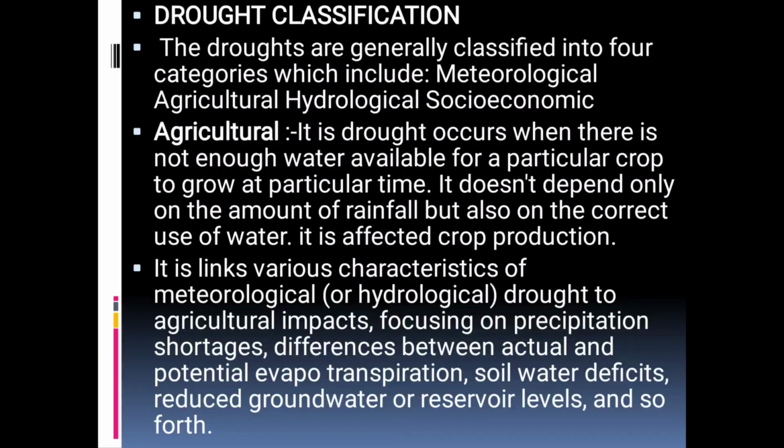Next, what is the classification of drought? Droughts are generally classified into 4 categories: meteorological drought, agricultural drought, hydrological drought, and socio-economic drought. At first, agricultural drought. It is a drought that occurs when there is not enough water available for a particular crop to grow at a particular time. It does not depend only on the amount of rainfall but also on the correct use of water. It affects crop production. It is linked to various characteristics of meteorological and hydrological drought to agricultural impacts, focusing on precipitation, storage shortage, difference between actual and potential evapotranspiration, soil water deficit, reduced groundwater or reservoir level, and so forth.